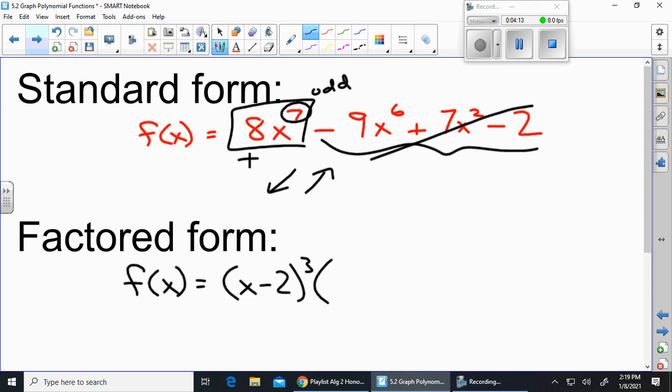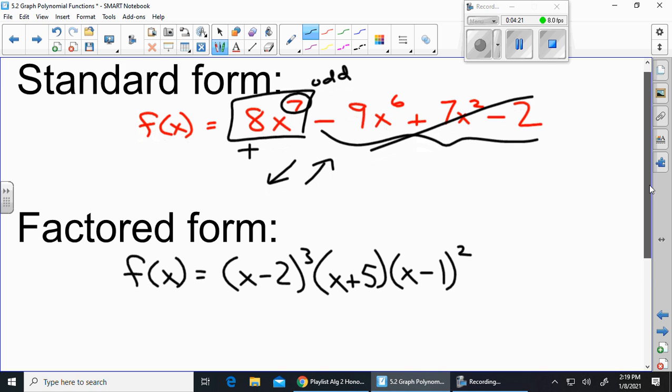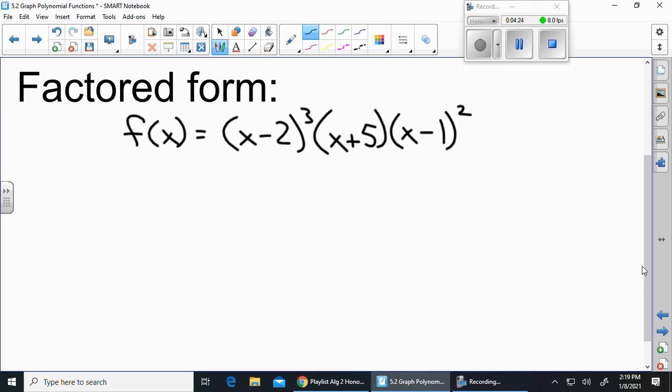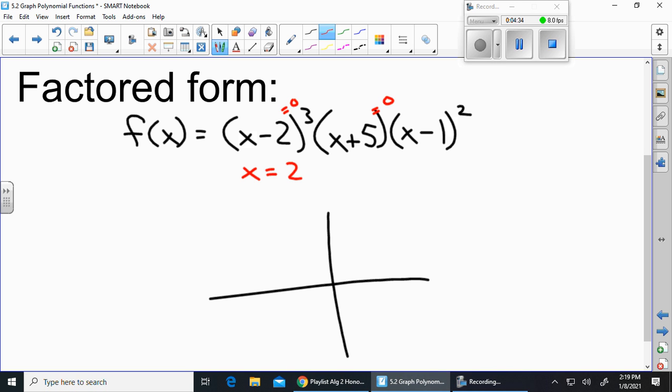Now, if it's factored form, something like f of x equals x minus 2 cubed, x plus 5, x minus 1 squared, which is what we did yesterday, I can ask you to actually graph that. So that's when we found our zeros. X equals, you're paying no attention to the power, you're just putting your zeros. X equals 2, x equals negative 5, x equals 1. Look at the degree, which is the multiplicity.